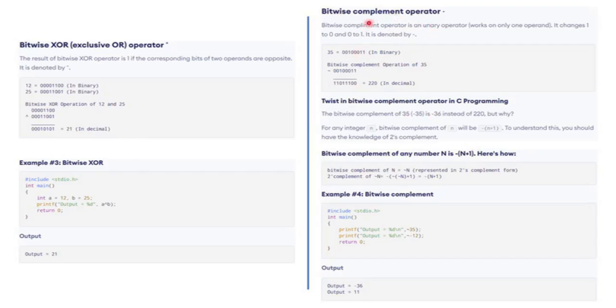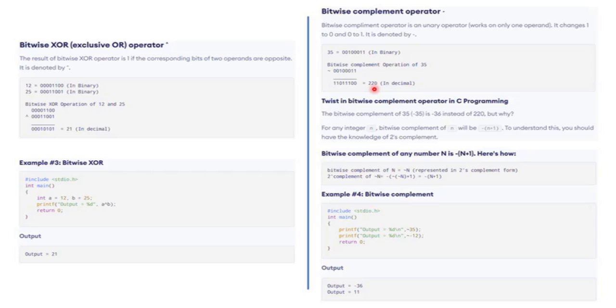Next one is the bitwise complement operator. It actually inverts the binary digits of the number. So bitwise complement of 35, suppose 35 is coded as 1000111 in binary. If we perform the bitwise complement operator, then we get 11101100. Its decimal equivalent is 220, but the bitwise complement of 35 is not 220.